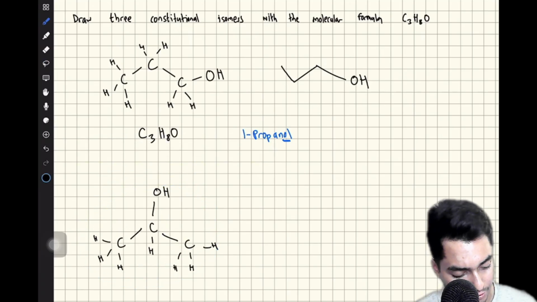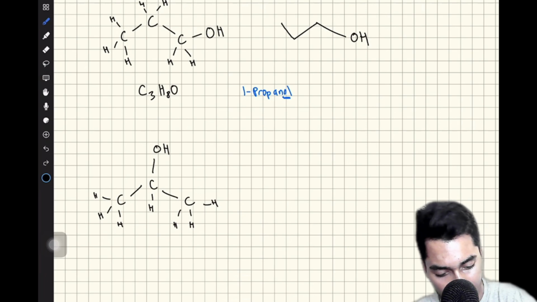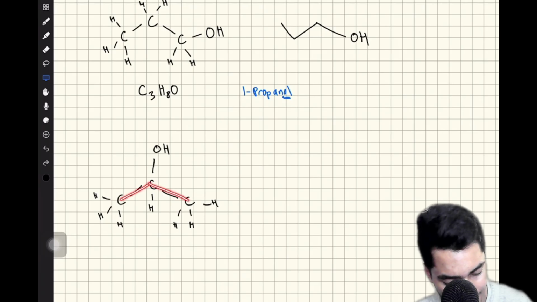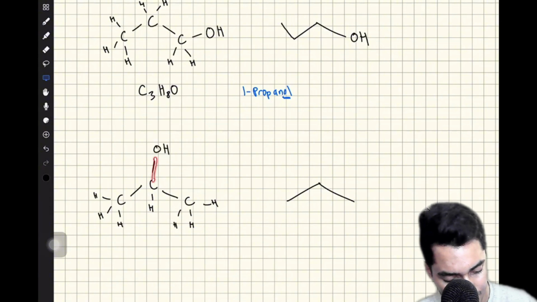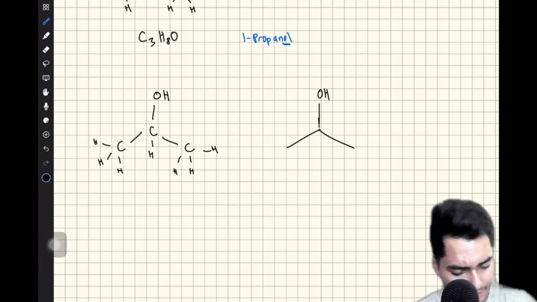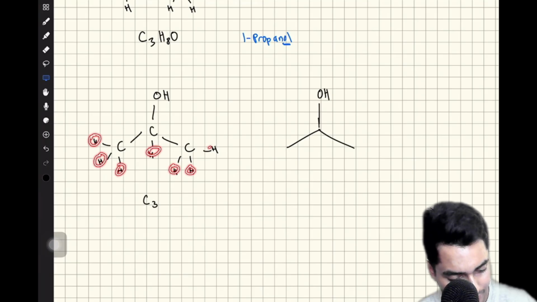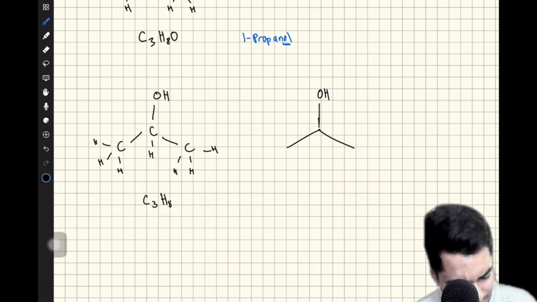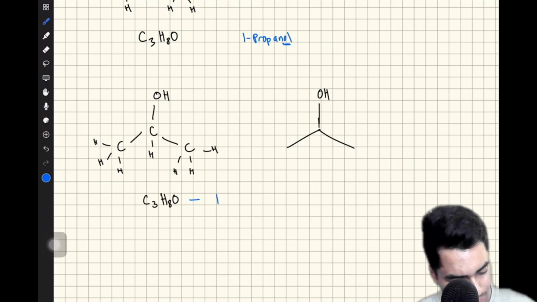And if we were to try to draw the bond line structure, we would have something that looks like this. The carbon-carbon bonds like this. And then we're going to have a carbon-OH bond like so. Okay, and let's count our carbons here. We're going to have 1, 2, 3 carbons. Let's count our H's next. 1, 2, 3, 4, 5, 6, 7, 8. So that's C3H8O. Okay, and then this is going to be called isopropanol.